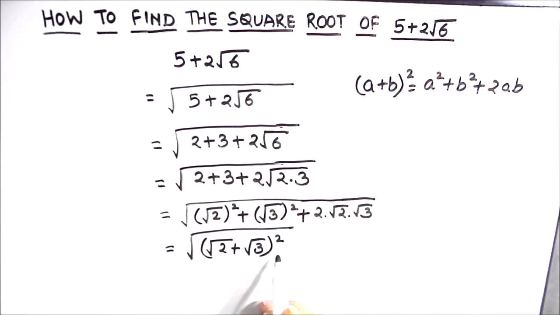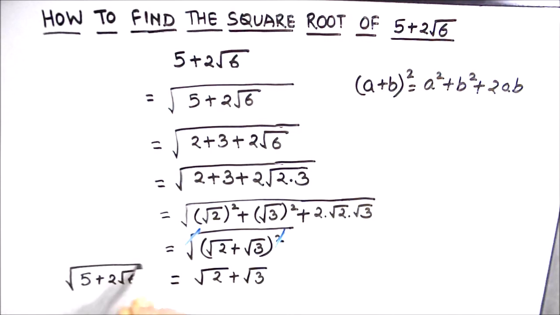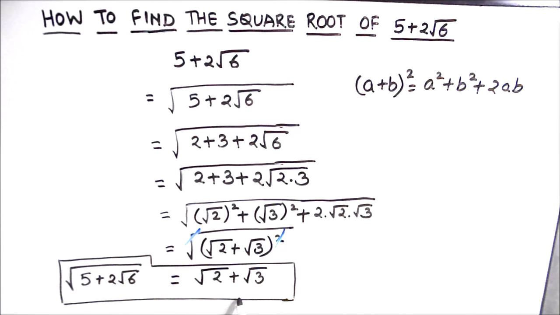root. Now this is a whole square, and a square under the square root sign will cancel the square root, and we'll get square root of 2 plus square root of 3. This square and root sign will get cancelled. So the square root of 5 plus 2 root 6 will be equal to root 2 plus root 3. So this is the square root of 5 plus 2 root 6.